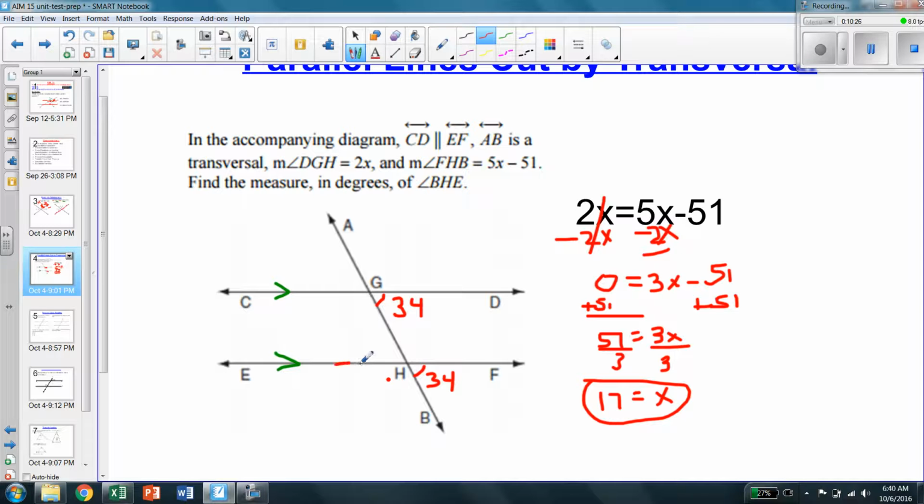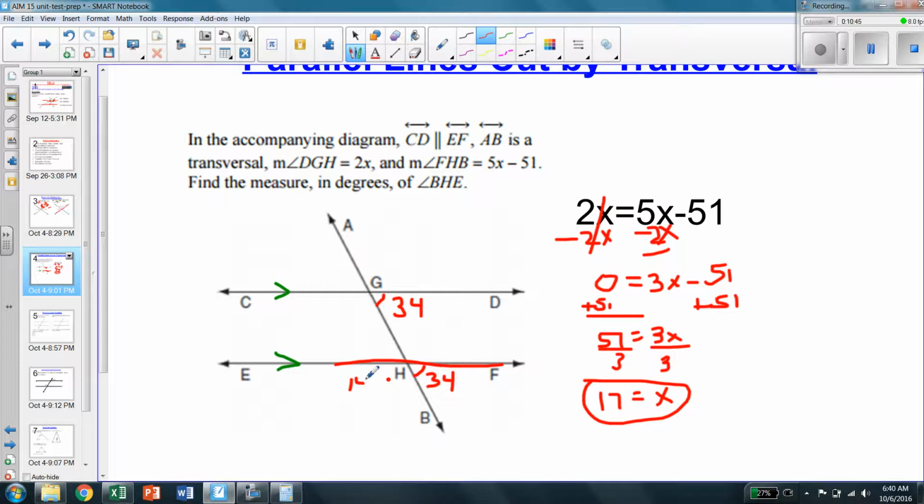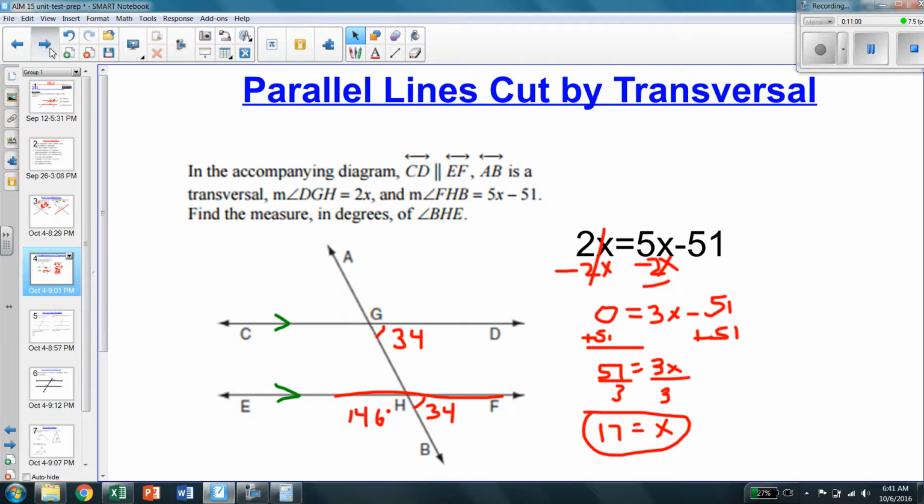So how am I going to get this angle? Well, they're on the same straight line adjacent to each other. That makes for a supplementary pair. So if we take 180 degrees, let's use a calculator, 180 degrees minus 34 degrees will give me 146. There we go. The measure of BHE is 146 degrees. Okay, on to our next one.